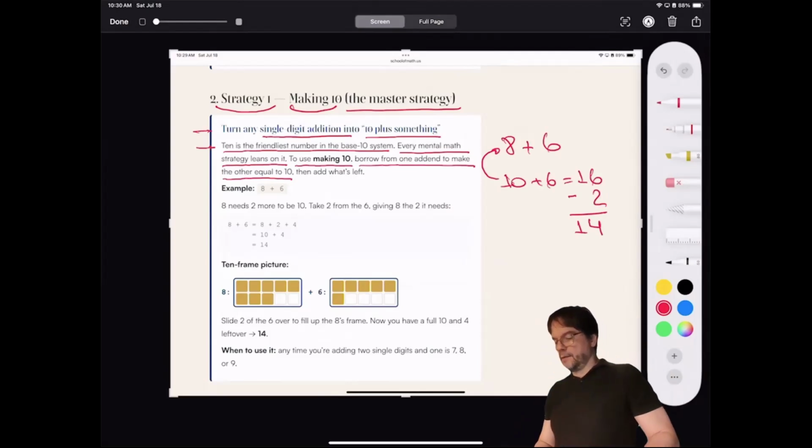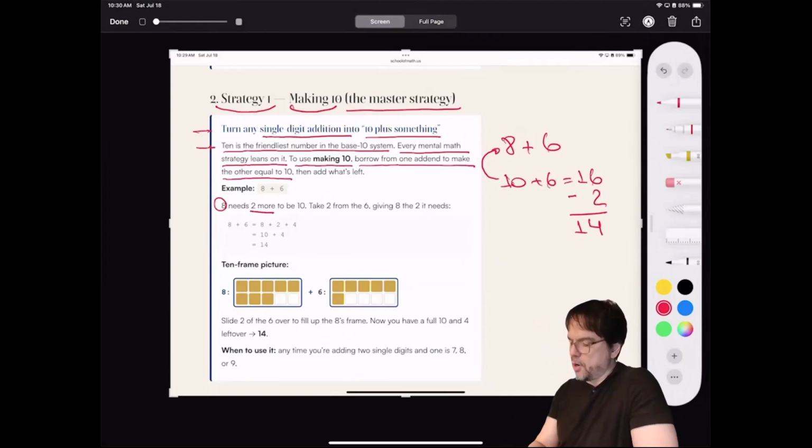Okay. So it's exactly what he shows here. 8 needs 2 more to be 10. I added this plus 2 here. So in the end, I take 2. Is that okay? Okay.